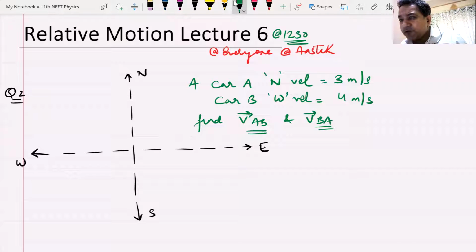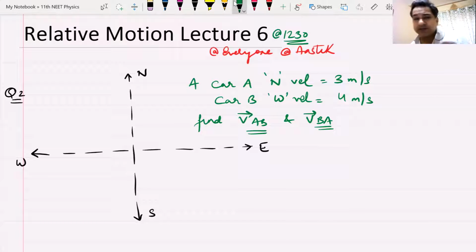Niharika has come up with the first answer, 3j plus 4i. Niharika, whenever you write vectors, you always say the x component first, the i component first, and then the j component. Always remember that. Now Niharika has corrected her answer, and that is the correct answer.